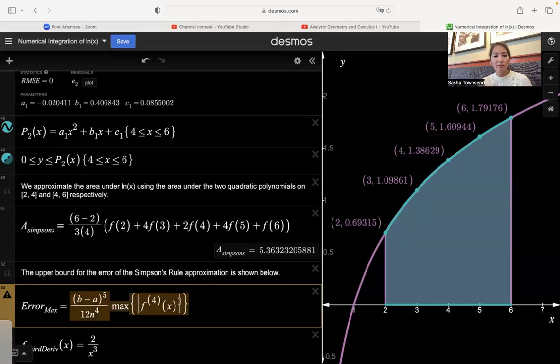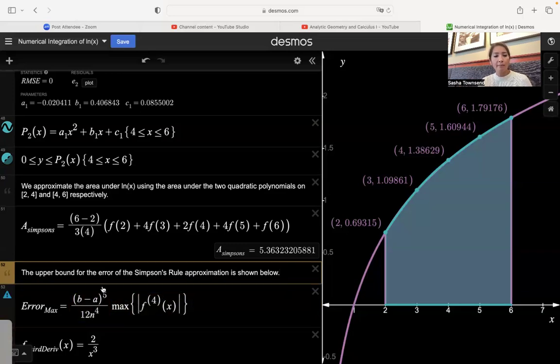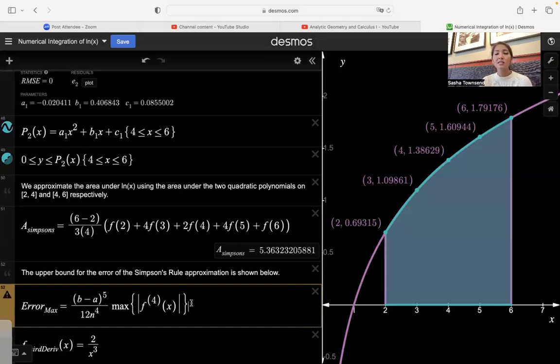So this is our error formula. It's b minus a to the 5th. This is the error formula for the maximum error using Simpson's rule. B minus a to the 5th divided by 12 times the number of subintervals to the 4th times the maximum of the absolute value of the 4th derivative of the function. So we need to compute the 4th derivative.